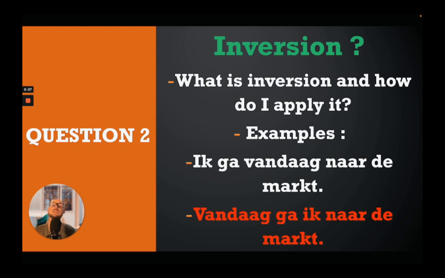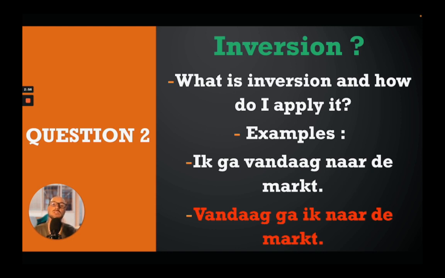Alright, so the second one is basically, what is inversion? What is inversion and how do I apply it? Well, basically we'll take a look at 2 examples of a standard Dutch sentence and then also an inverted Dutch sentence, so you can have an idea what inversion actually is. Alright, the first example is, ik ga vandaag naar de markt. Alright, so I go to the market today.